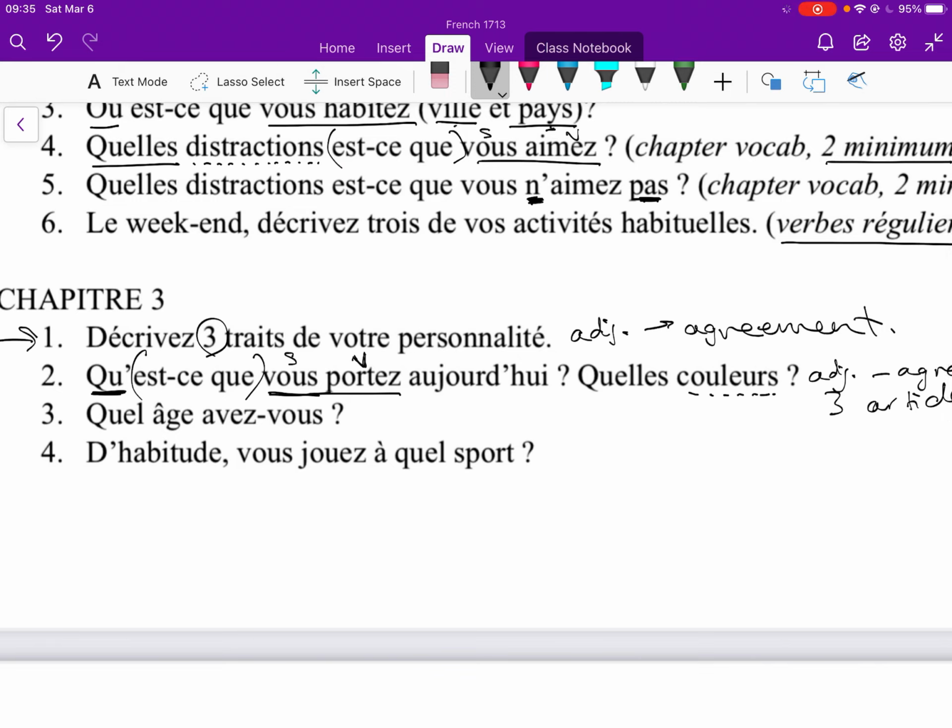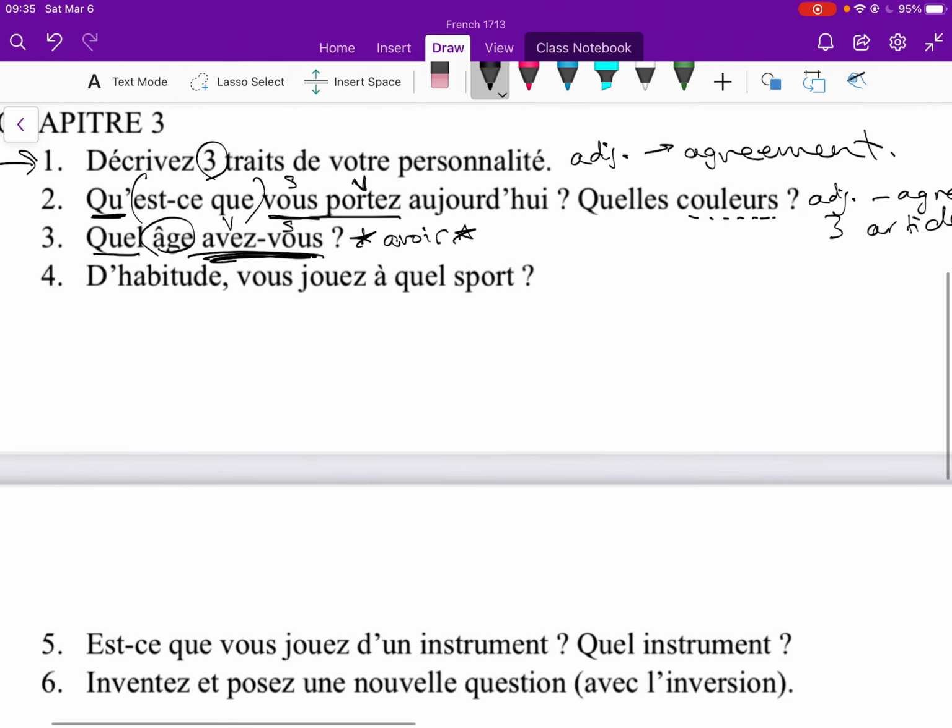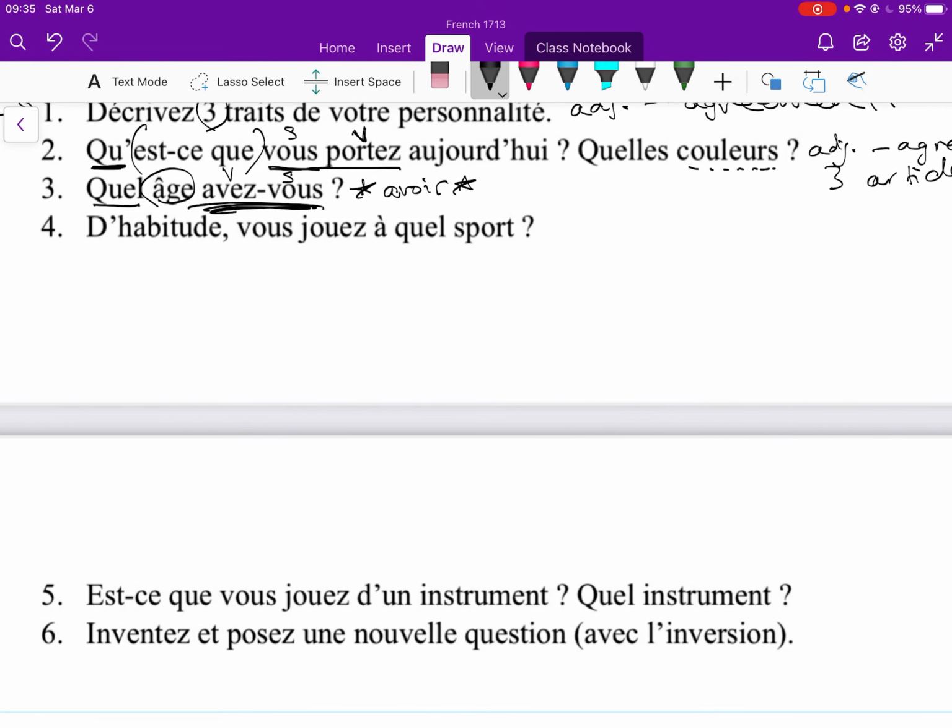Numéro 3, quel âge avez-vous? Question word, quel, which, âge, age. Avez-vous, we have here an inversion question with a verb and then a subject. Reuse this structure, but doing it for je. Paying very close attention. You're using avoir here to describe age, not être. In French, they have a bunch of avoir expressions, whereas in English, we would use the idea of to be.